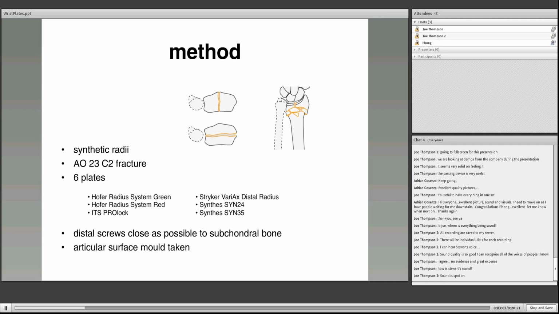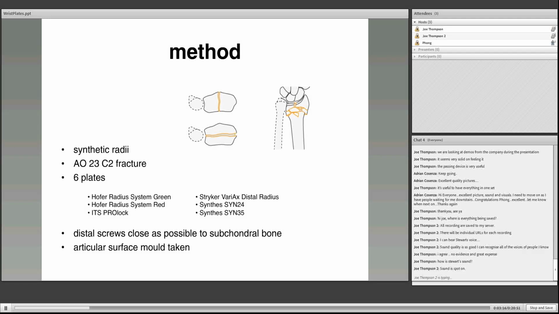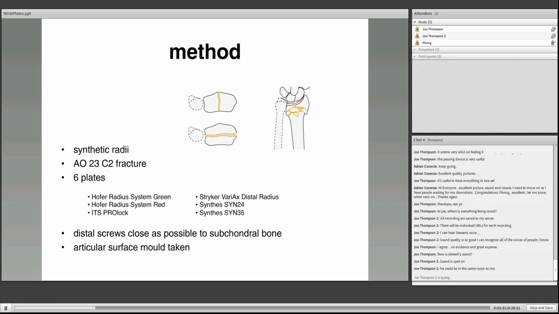They analysed 6 different plates. To do this they got 24 synthetic radii and tried to simulate an AO 23C2 fracture. This was not entirely correct. What they did was actually a wedge osteotomy dorsally to take out the section which in an AO C2 fracture would be the comminuted area, and then created essentially a sagittal split down there, as you can see in the top one of those two pictures.